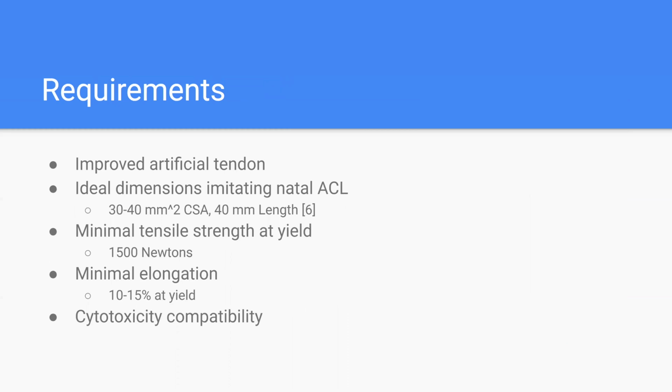So for our improved artificial tendon, our ideal dimensions imitating a native ACL would be 30 to 40 millimeters squared in cross-sectional area and 40 millimeters in length. The minimal tensile strength at yield would be 1,500 newtons, and our minimal elongation would be 10 to 15% at yield. In addition, we also want to ensure that there's cytotoxic compatibility.